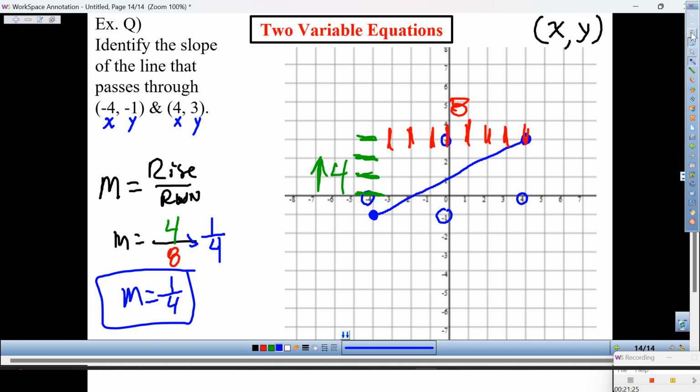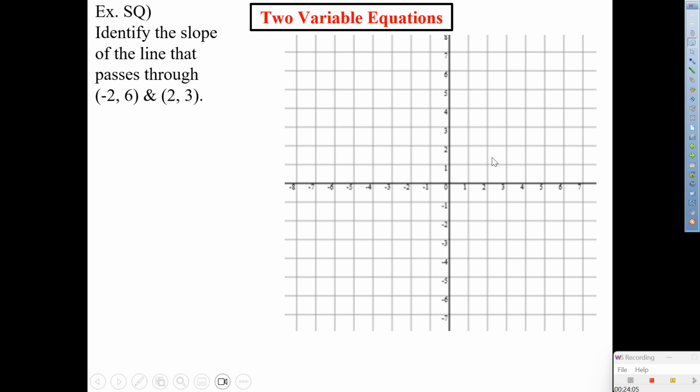Let's see. Copy this one. Example super Q, (-2, 6) and (2, 3). If you want to use the same graph that you already used, the coordinate plane, that's fine. You don't get confused. If not, make a new one. Go.